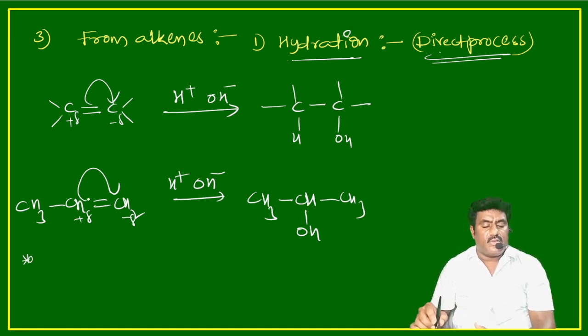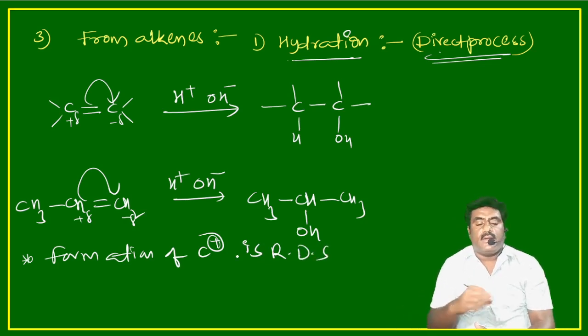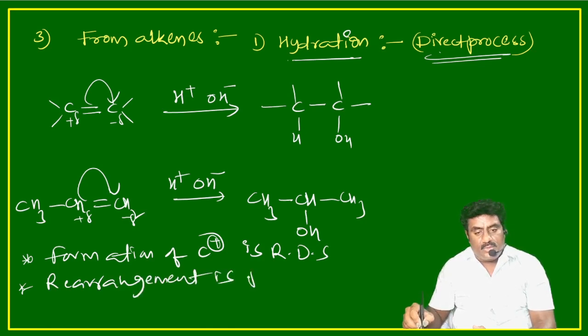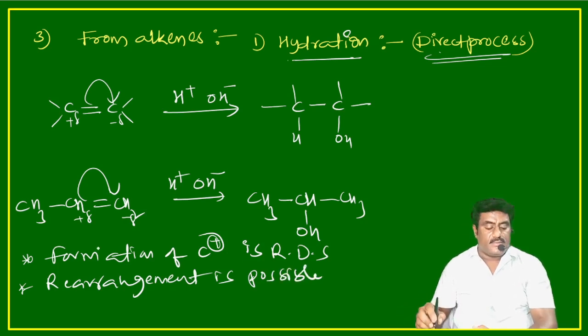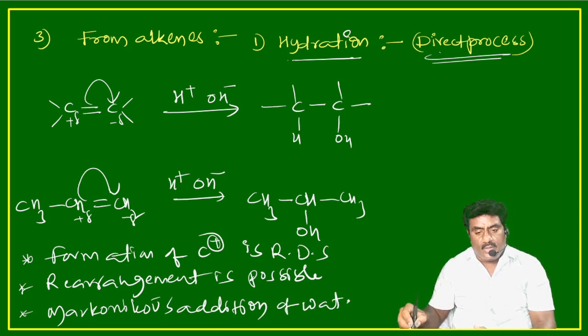The main point is the formation of carbocation. Formation of carbocation is the rate determining step. Rearrangement is possible. The rearranged carbocation goes to the major product. Next, it follows Markovnikov's addition. Markovnikov addition of water.